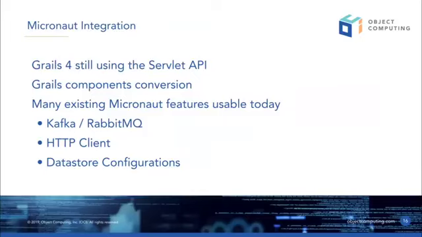So when we talk about the integration between these two frameworks, it's important to understand what pieces are used from which, right? So Grails 4 is still using the servlet API, where Micronaut does not. The Micronaut server runtime is based off of Netty, so there's no servlet API in there at all. And so we're not using the Micronaut HTTP server at all in a Grails 4 application. So what that means is that most of the features surrounding the server of Micronaut will not apply in a Grails 4 app.